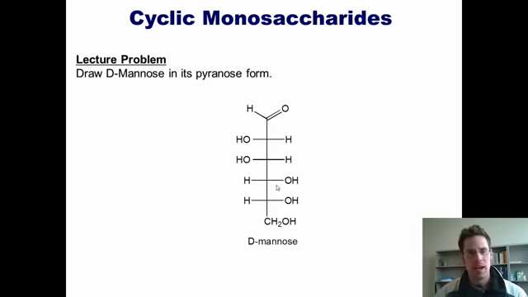To prepare for that, however, I'm going to direct you to the latter portion of section 12 from this chapter in your text. Can you take this open chain form of D-mannose and draw it in its ringed pyranose form? Can you? I'll let you try.